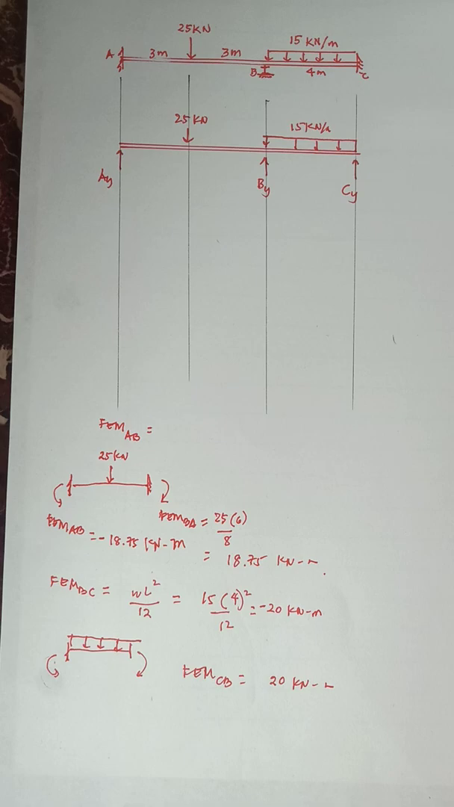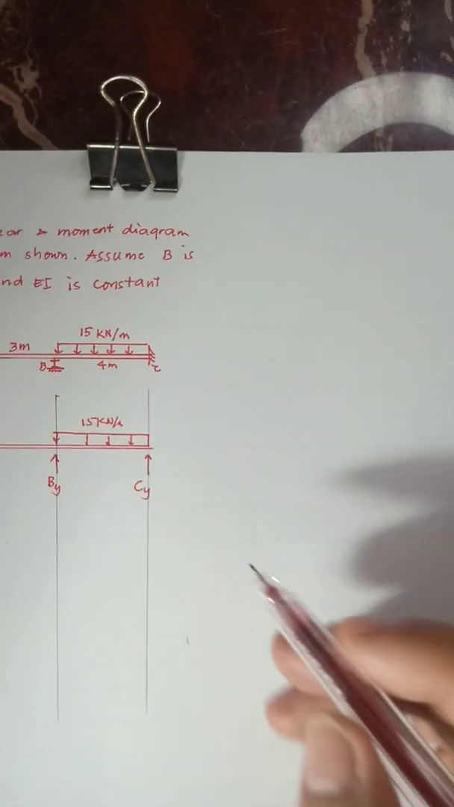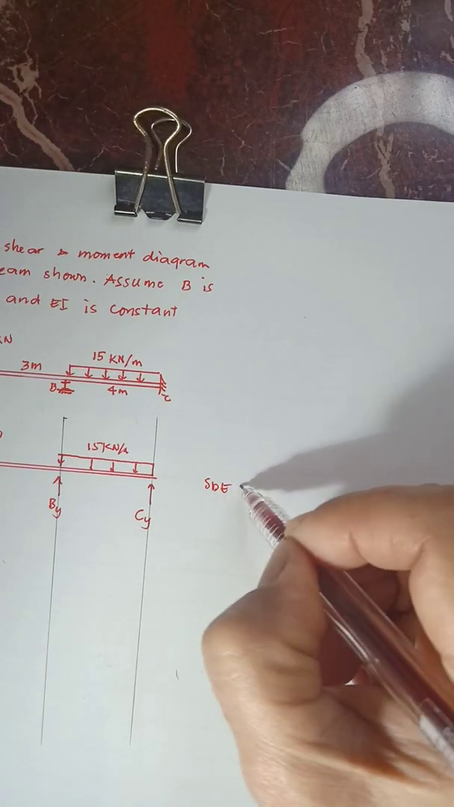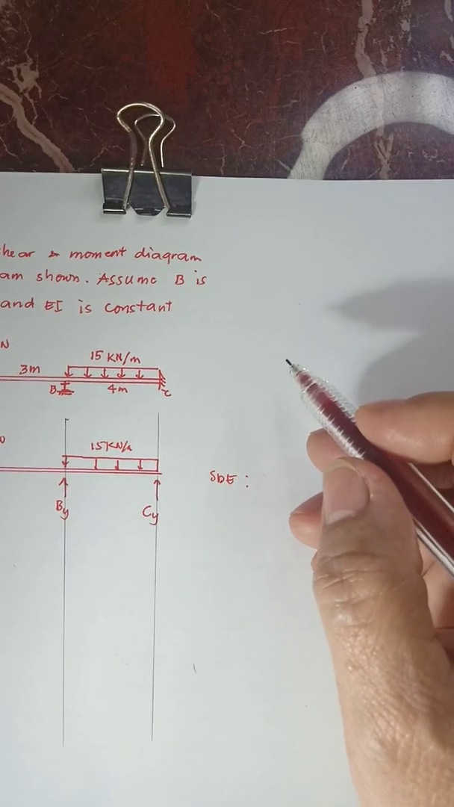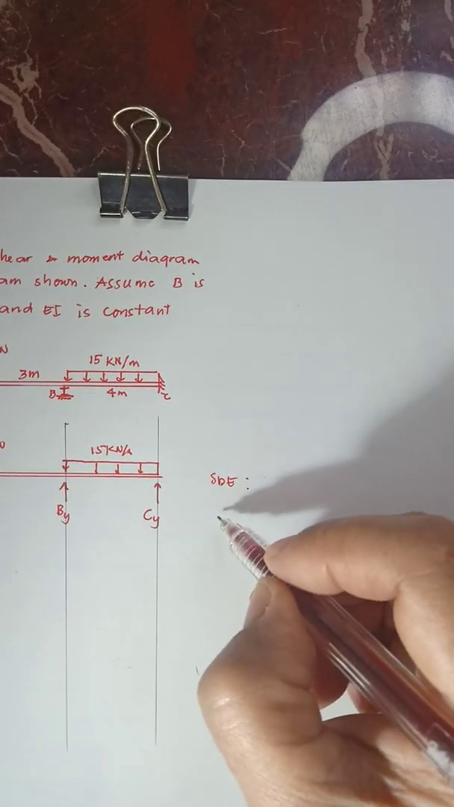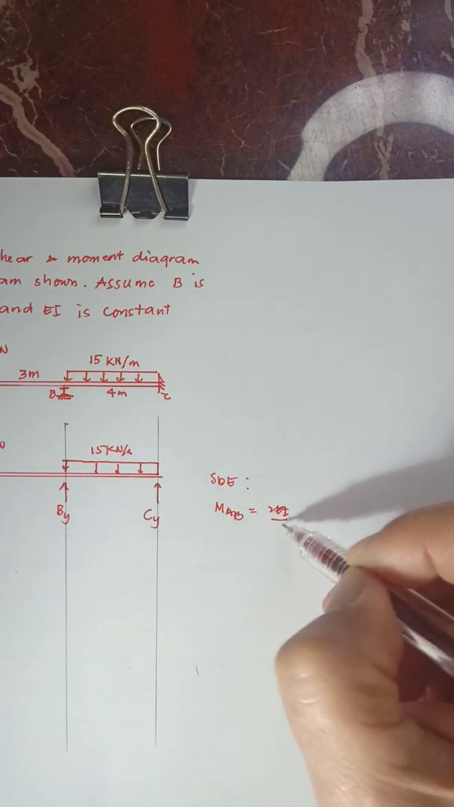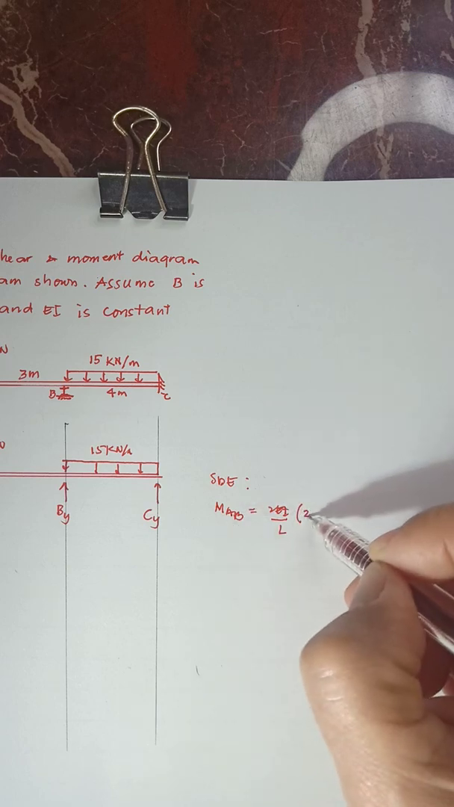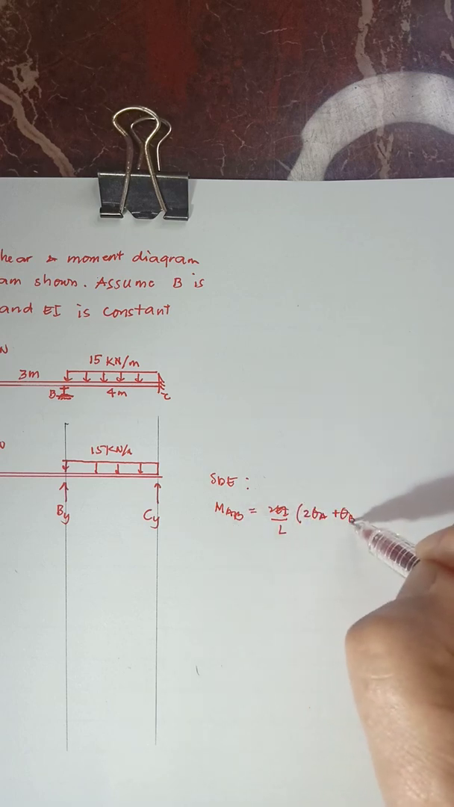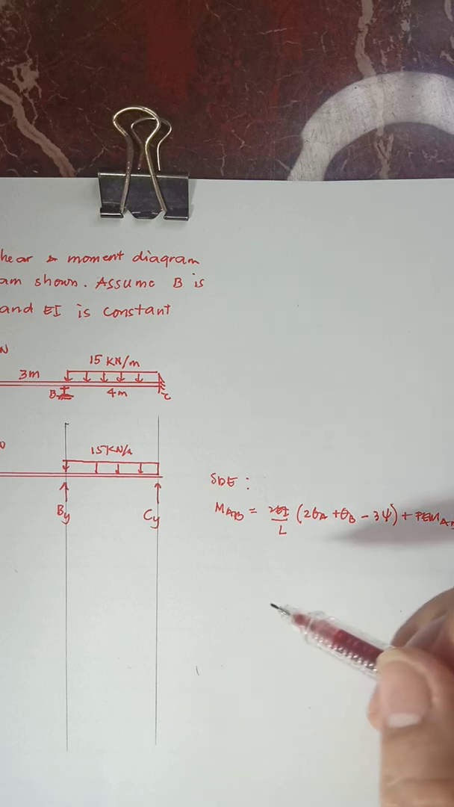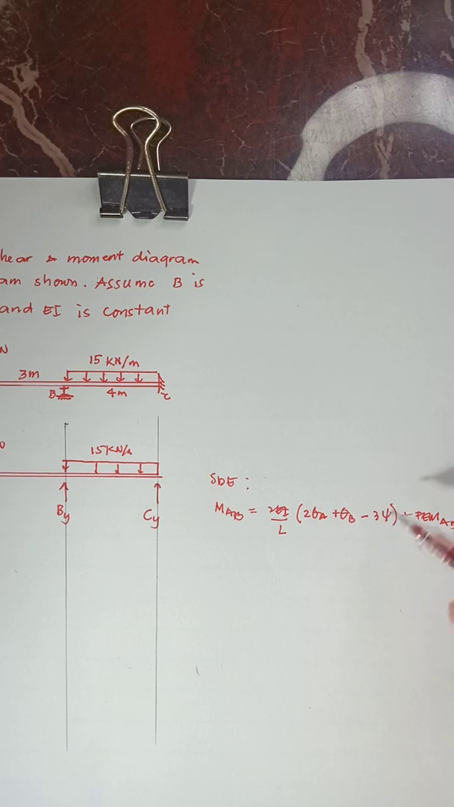So next, we write our slope deflection equations. What is our slope deflection equation? For span AB, MAB is equal to 2EI over L times 2 theta A plus theta B minus 3 psi, plus the fixed end moment AB. Now, as given in the problem, there is no settlement of the support, so our psi will be equal to 0.